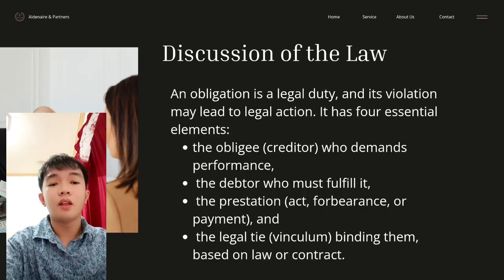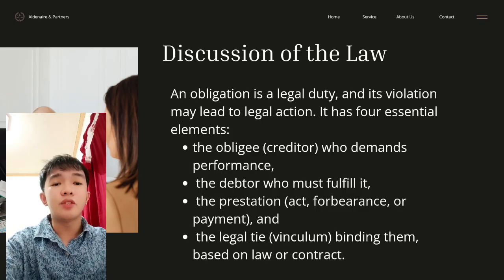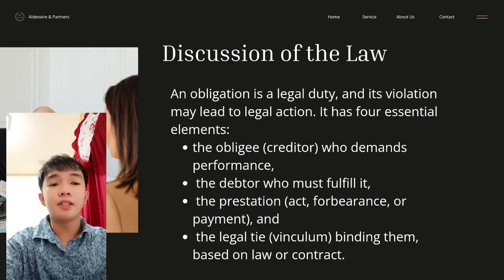For the discussion of the law, an obligation is a legal responsibility that one party has towards another, and failing to meet this responsibility can result in legal consequences. To break it down further, an obligation consists of four elements. First, we have the obligee. This is the person or entity that has the right to demand that something be done. They are essentially the party expecting performance, whether it's an action, payment, or another obligation.